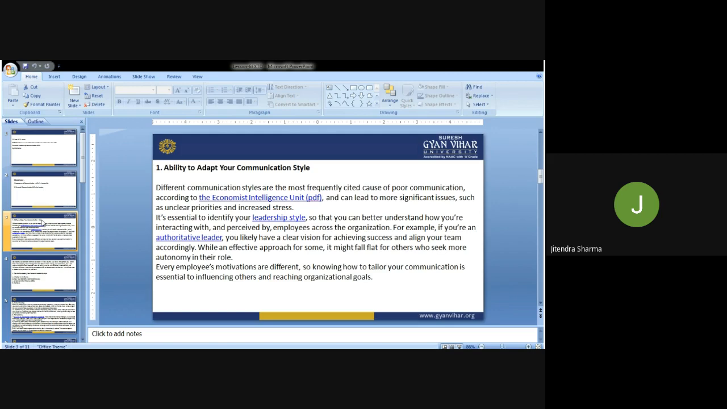If the message is not precise and specific, then these kinds of situations arise that cause stress in the people to whom we have communicated. It's essential to identify your leadership style so that you can better understand how you are interacting with, and perceived by, employees across the organization. For example, if you are an authoritative leader, you likely have a clear vision for achieving success and align your team accordingly. While an effective approach for some, it might fall flat for others who seek more autonomy in their role.